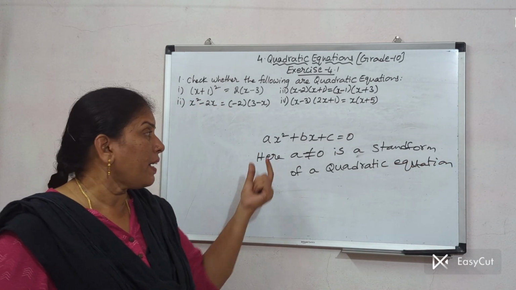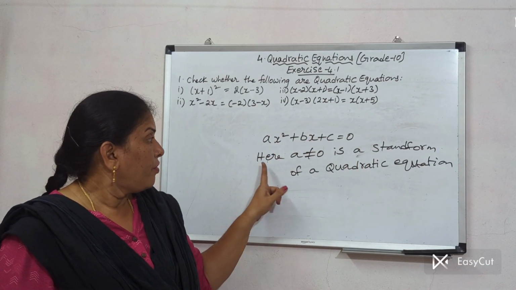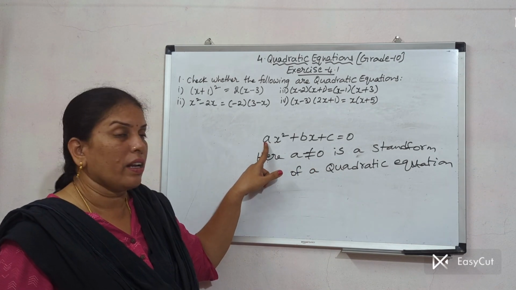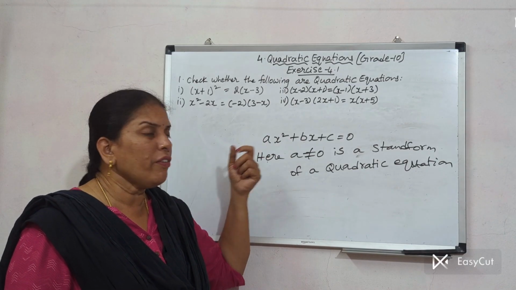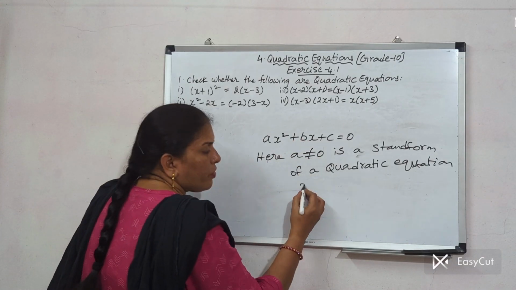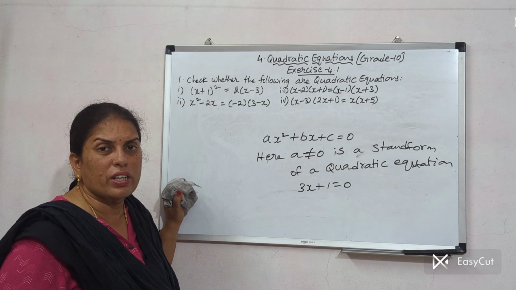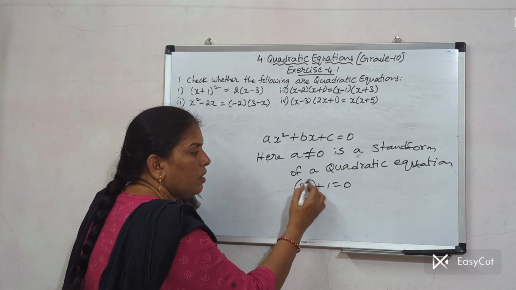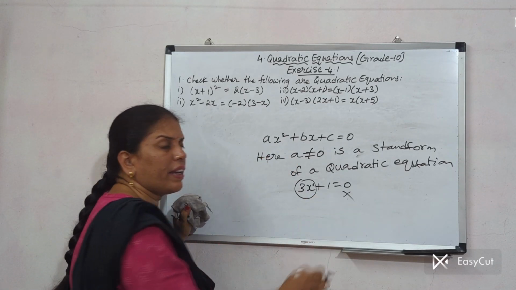See here, what form is it? ax square plus bx plus c equal to 0. Here, how should a be? a must not be equal to 0. That means the coefficient of x square should not be equal to 0. Then only we can say it is a quadratic equation. All of you understood? Say 3x plus 1 equal to 0. Is this a quadratic equation? No. Why? Because the x square term is not there. Power 1 is there. Power 2 must be there. So it is not a quadratic equation.